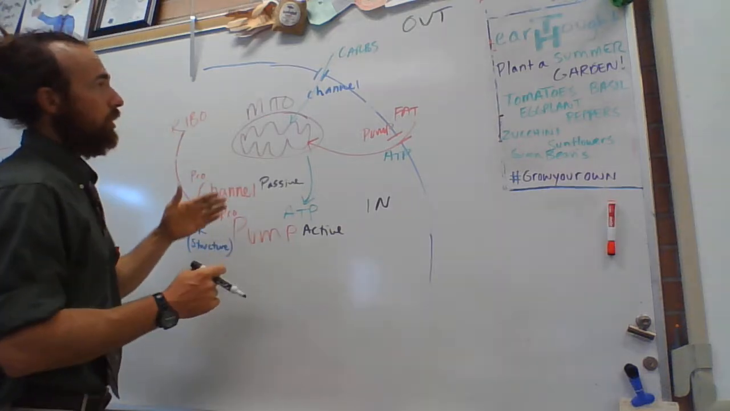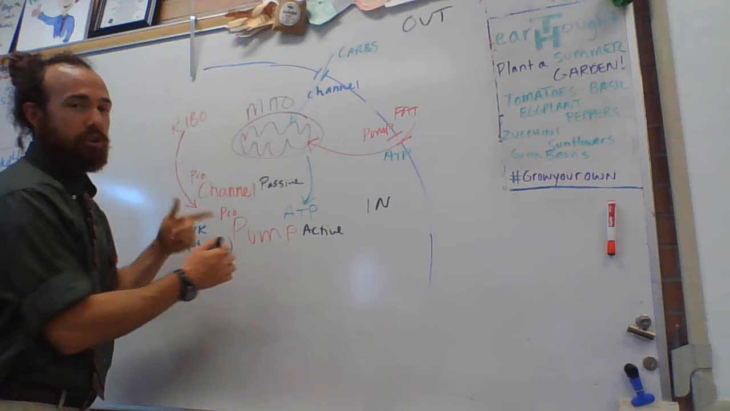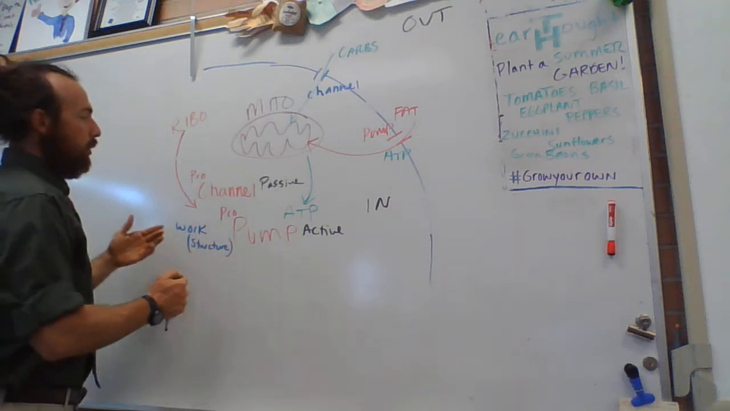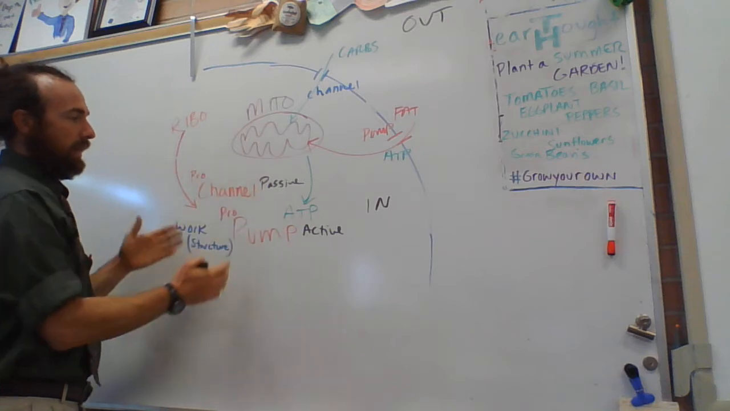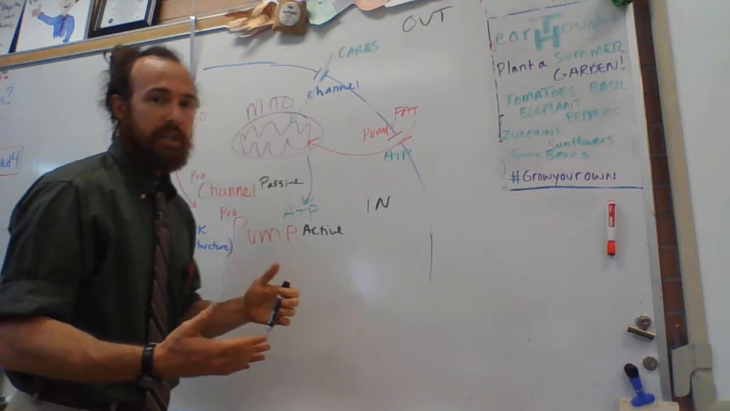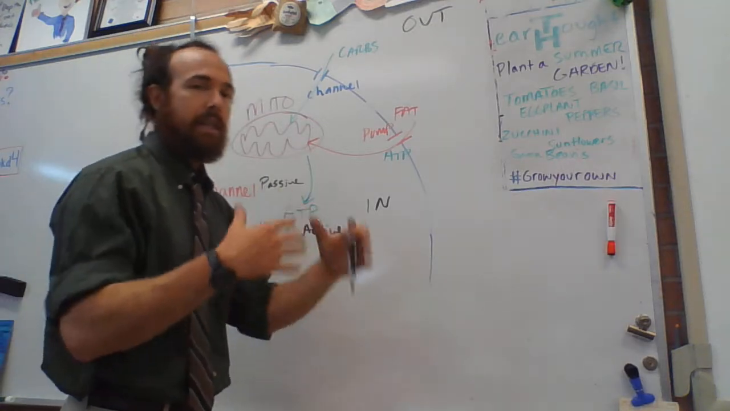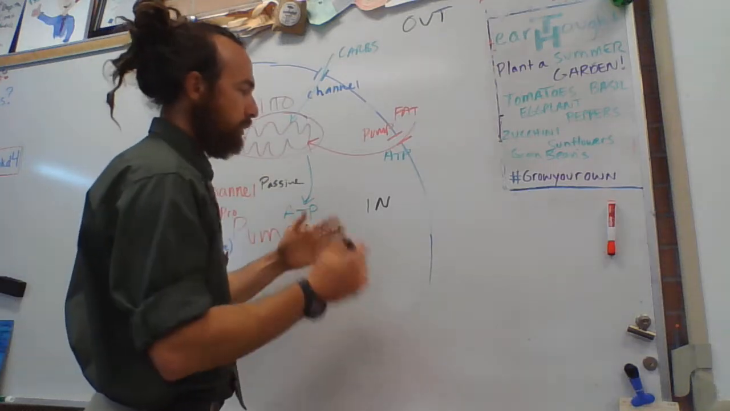Now, channels are something that is passive. It doesn't require energy, doesn't require any ATP, whereas a pump is active. It does require ATP and it does require that energy, which is why we call it active. With a pump, you can force things in that don't necessarily want to naturally flow in, or you can force things out that don't necessarily want to naturally flow out.